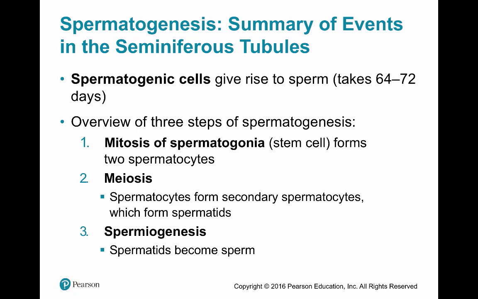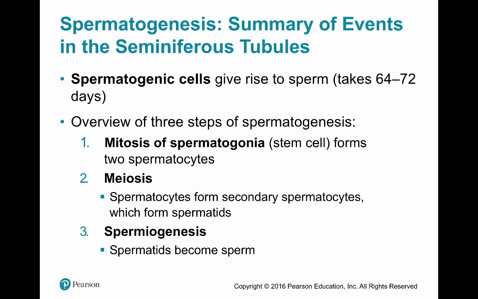Now when we're talking about spermatogenesis itself, this is a process that happens in the seminiferous tubules. This is where the spermatogenic cells are going to give rise to sperm, and it takes about 64 to 72 days. And there are these basically overall steps to spermatogenesis. The first one is mitosis of spermatogonia. These are the stem cells, and these are going to form spermatocytes. At this point, the spermatocytes will undergo meiosis, and they will form secondary spermatocytes, which then will turn into spermatids.